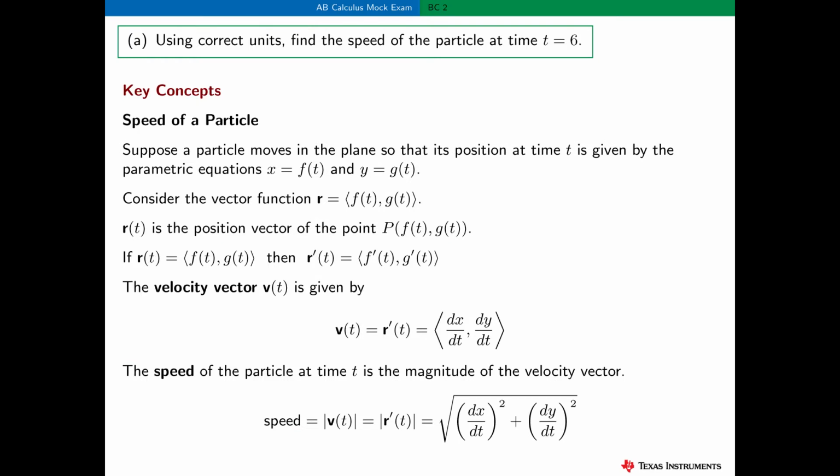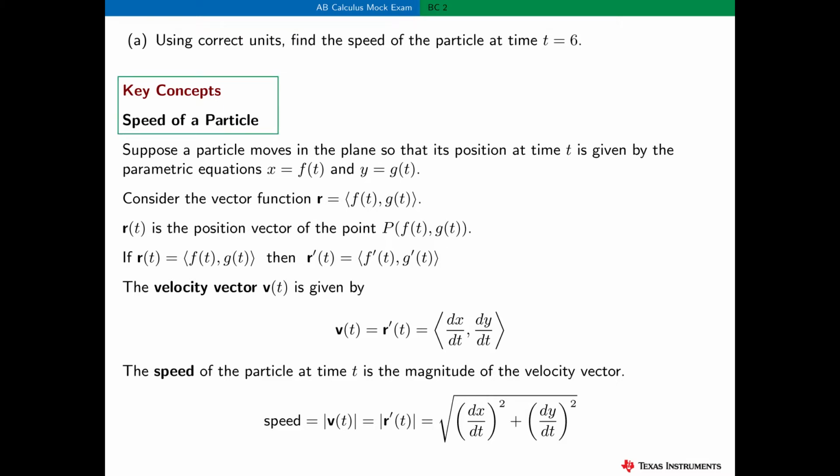In part A, we need to find the speed of the particle at time t equals 6. Now, the key concept here is, of course, speed. Well, that is, how to find the speed of a particle moving in the plane at any time t. Now, I'm going to talk about this concept in the context of a vector function.